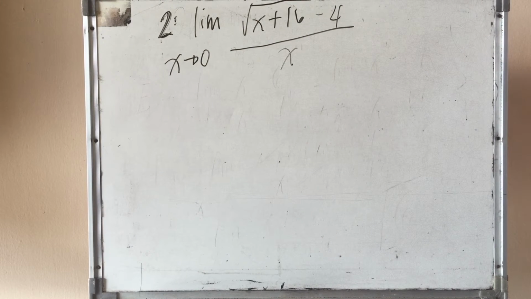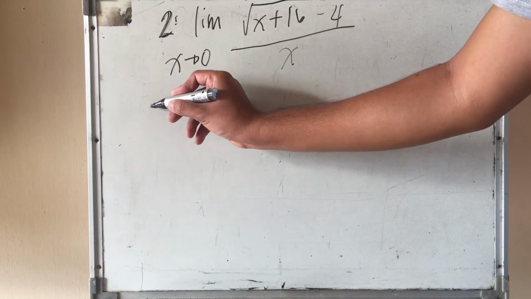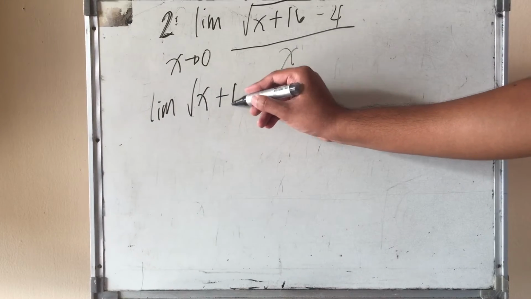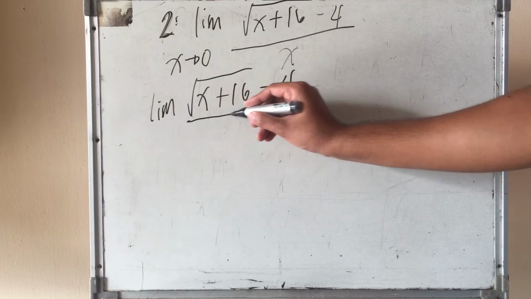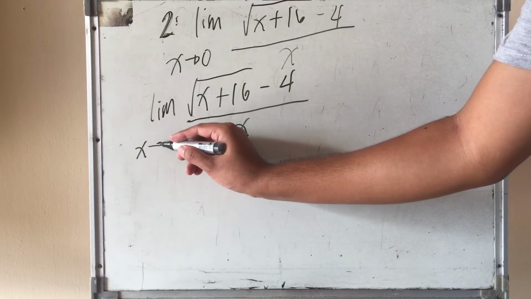So example number 2, evaluate the limit of square root of x plus 16 minus 4 over x as x approaches 0. So in solving this particular equation, we rationalize the expression in a way the properties of limits can be used. So solution, we have the limit of square root of x plus 16 minus 4 divided by x as x approaches 0.